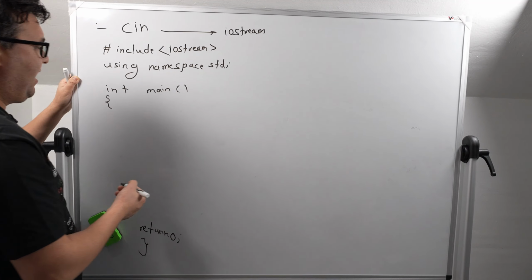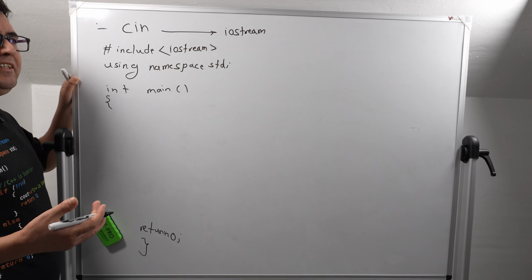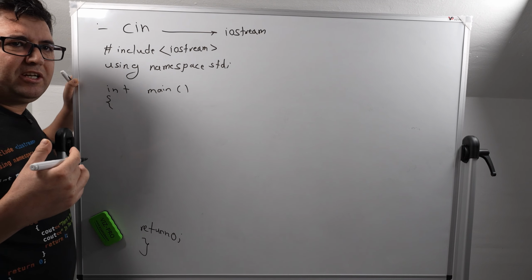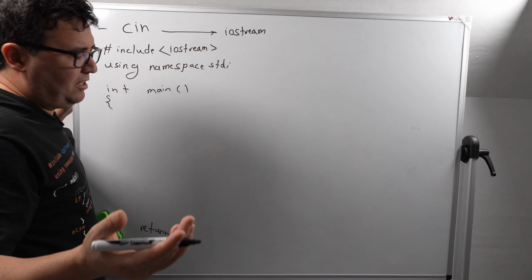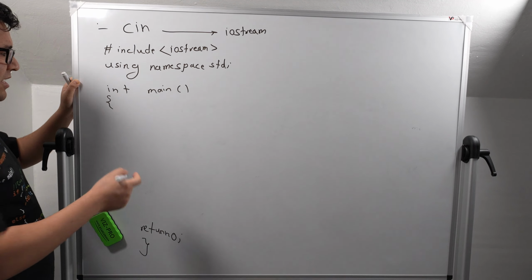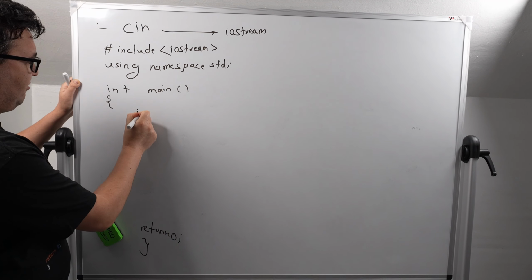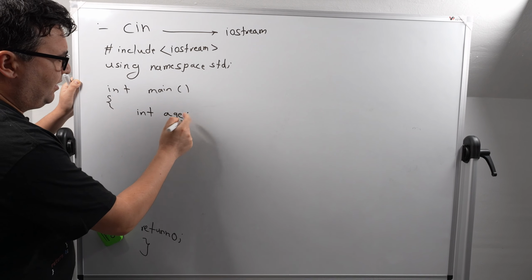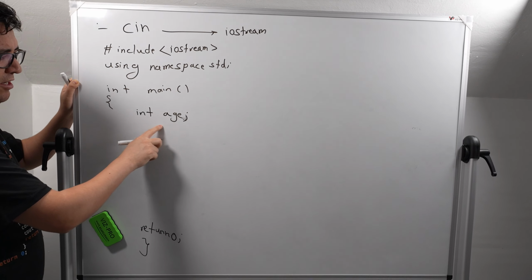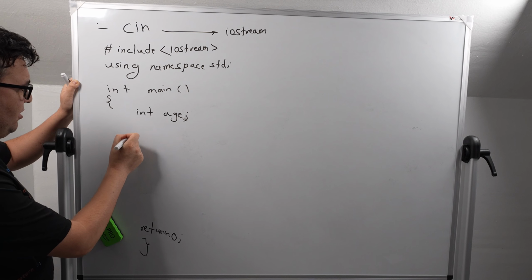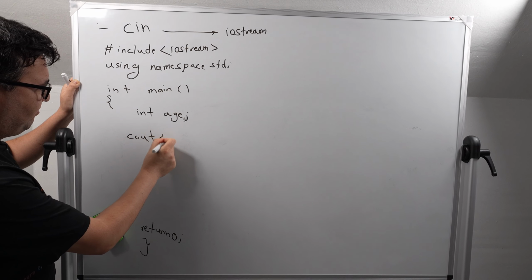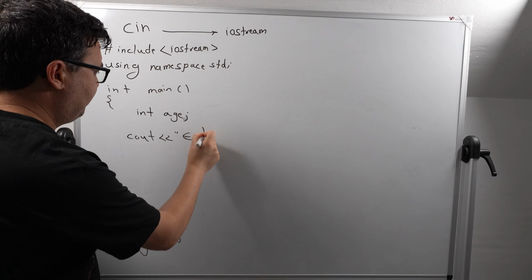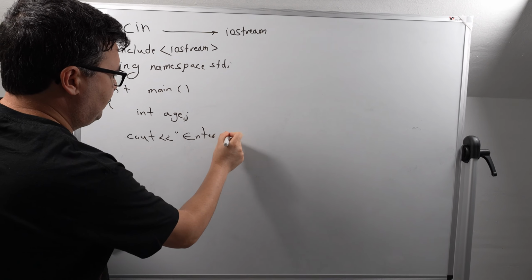So return 0. Now suppose I get the user's age, as if I develop a program to check whether the user is eligible to vote or not. I can get the user's age from the input. So I first define an integer variable, age, so I can get the input from the user and store the information inside it. I use a cout statement, like I say, enter your age.